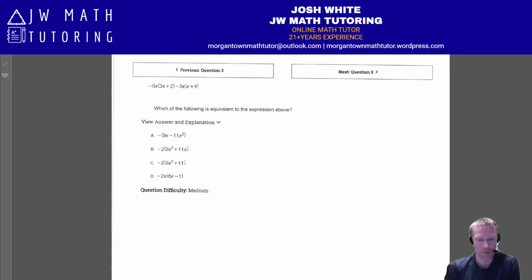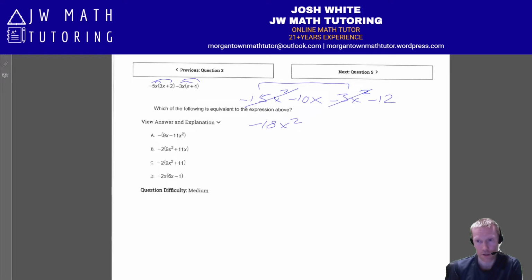Moving on now to the next problem, number 4. Here you just have a basic expression to multiply out, really distribute, and then simplify, combine like terms. So if you just use the distributive property on the first expression, you should get negative 15x squared minus 10x. Then you do it on the second one, you should get minus 3x squared minus 12x. A lot of negative signs here. Now we just have to combine like terms. So negative 15x squared minus 3x squared, negative 18x squared.